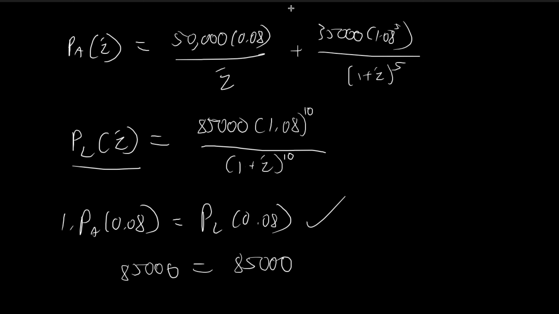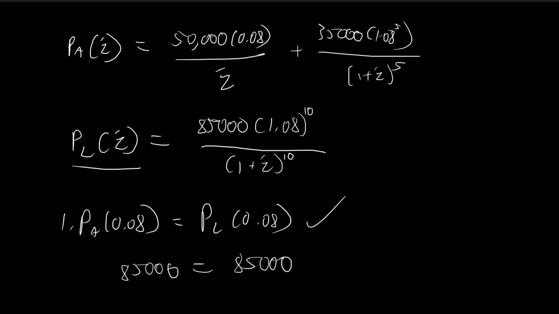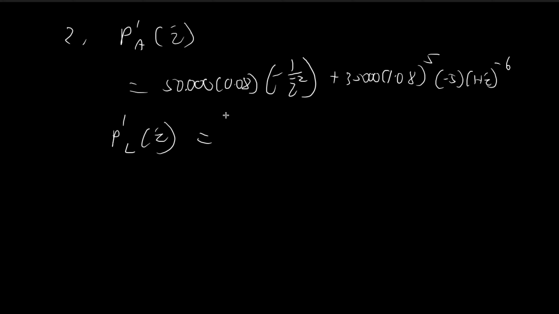So if we take the derivative, this is fairly easy. So we have 50,000 times 0.08, and then we have negative 1 over I squared. And then we plus $35,000, 1.08 to the power of 5. And then we take this derivative, which gives us negative 5, 1 plus I to the power of negative 6. So this is going to be the expression for the first derivative.